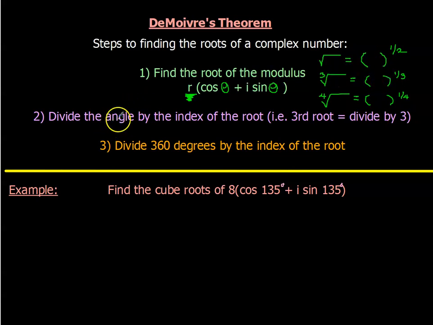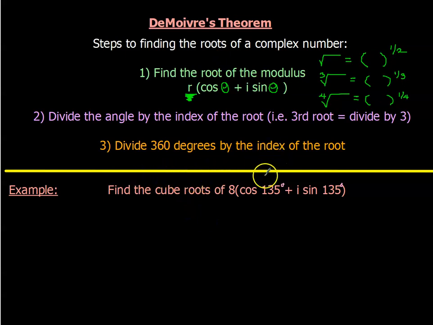Once we're done, we'll divide the angle by the index of the root. So just keep in mind, if they ask for the cube root or the third root, you divide by 3. Fourth root, you'll divide by 4, and so on and so forth. And then from there, divide 360 by the index of the root. So we're going to apply this to this example.